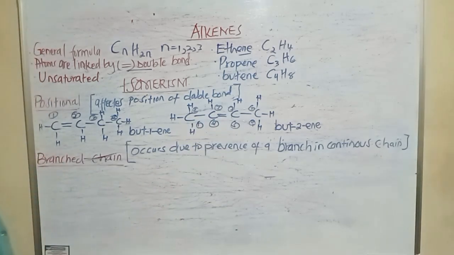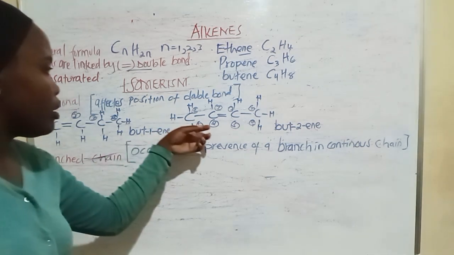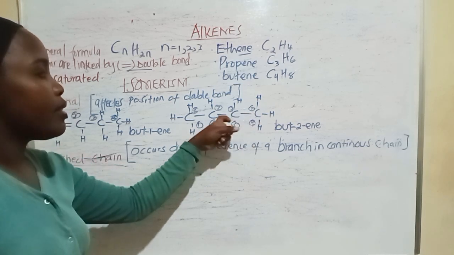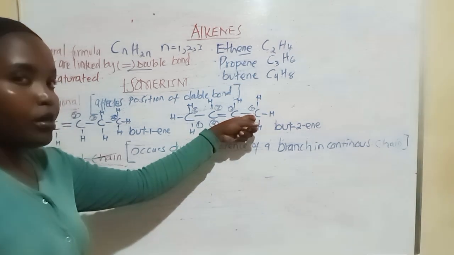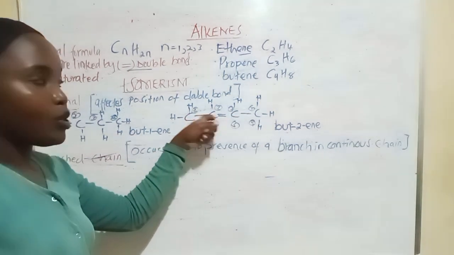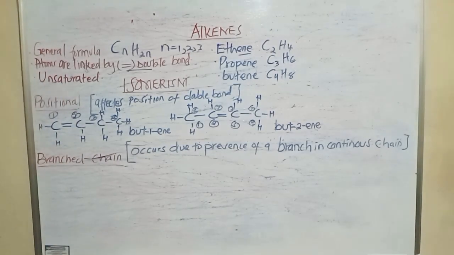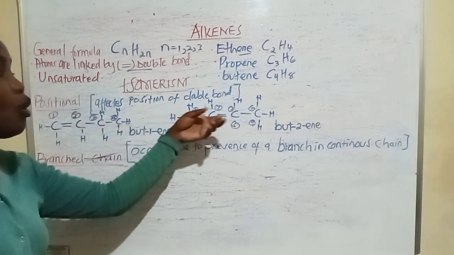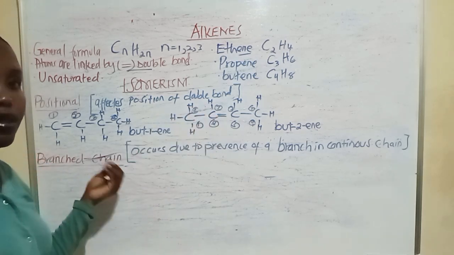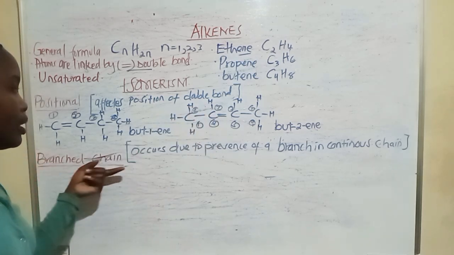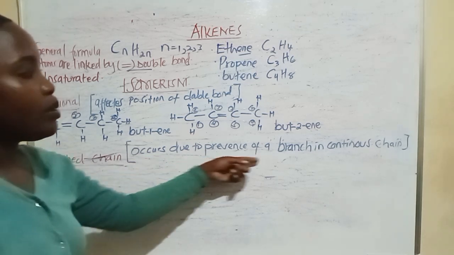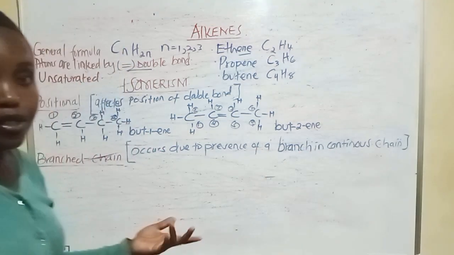Now can we have another positional isomer of butene? No, we cannot, because if we put it here, we are going to have the double bond in the first carbon atom. If you put it here, it's still the first carbon atom. So that is positional isomerism, where you just have to shift the position of your double bond to get an isomer. Now branch chain isomerism occurs due to the presence of a branch in our continuous chain.